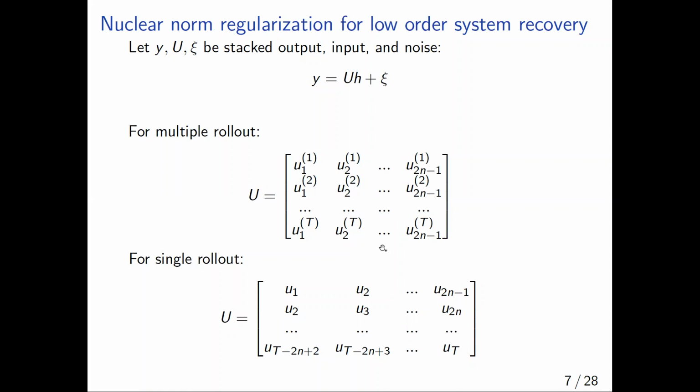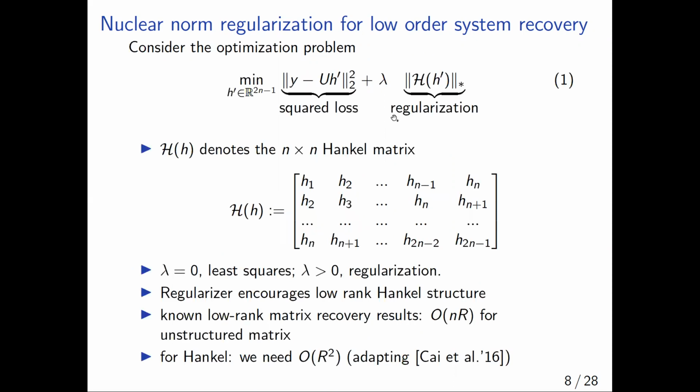For the single rollout case, our U is also a Hankel matrix, where we have put the entries of the one single U signal that we have, from U1 to U capital T, arranged in a Hankel matrix. So this is of size 2n minus 1 by T. But in either case, we have basically a linear set of equations. What the classical methods do is take the squared loss, but add to it a regularization term, which is the nuclear norm of the Hankel map corresponding to this impulse response, and we look for the solution to this optimization problem.